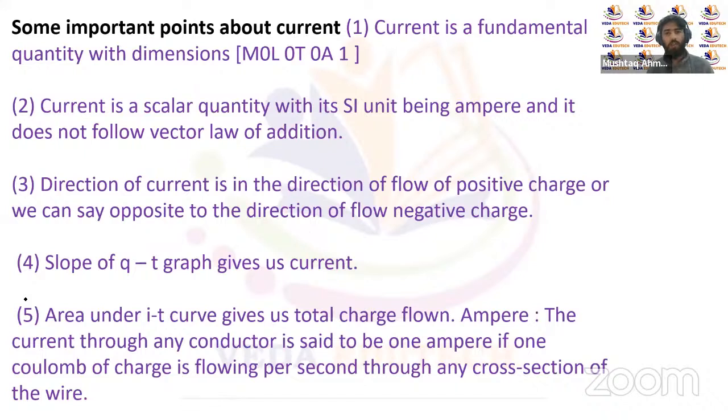So let's try to understand some of the fundamental things about the current. Current is a very fundamental physical quantity, and its dimensions will be M0, L0, T0, and A1. So this is the dimensional formula of current. And one more important point about the current is that it's a scalar quantity, not a vector quantity.